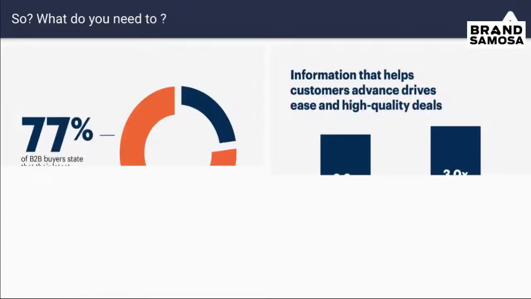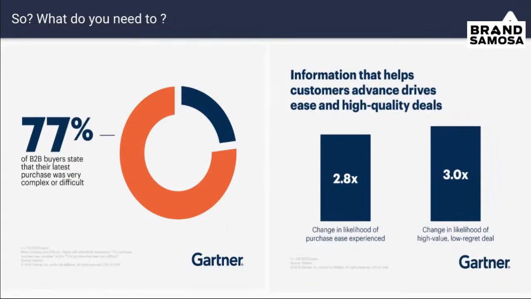The other thing that you've got to understand from this particular research is that 77% of the buyers state that their latest purchase was very complex or difficult. What it means basically is that almost all of the buyers do research online on their own, but during the process of this research and decision making and the buying decision, they find it complicated and difficult.